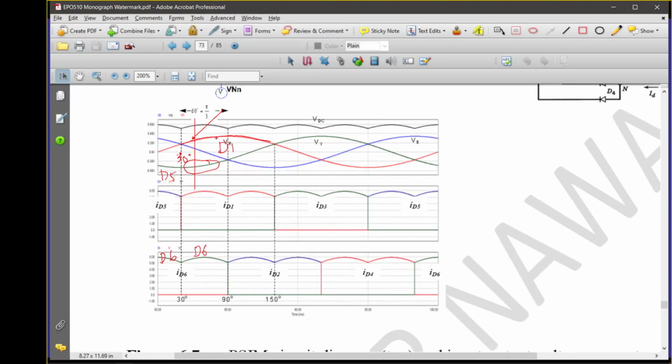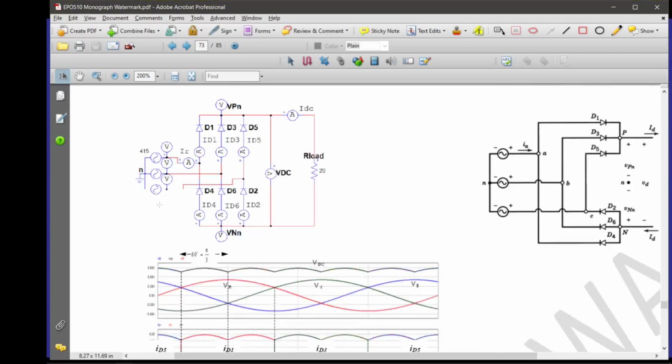So we have D1, D6 now, and just after that point, the current now transfers, instead of yellow, to blue phase voltage, isn't it? So blue phase, which is D2. So the current transfers from D6 to D2.